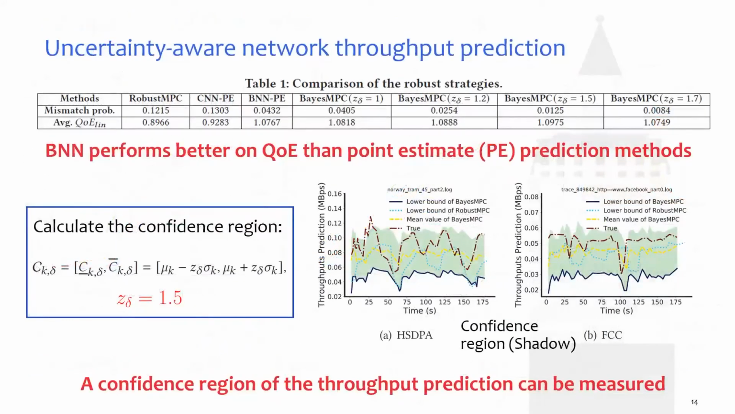And it should be noted that there is a trade-off between the QoE degradation and the rebuffering risk reduction when we choose the value of z_delta. And we found that it performs best when z_delta equals 1.5. So we use this value for the confidence region in the following experiments.